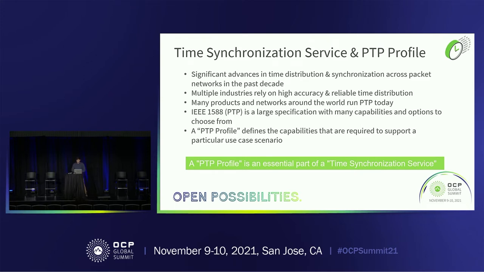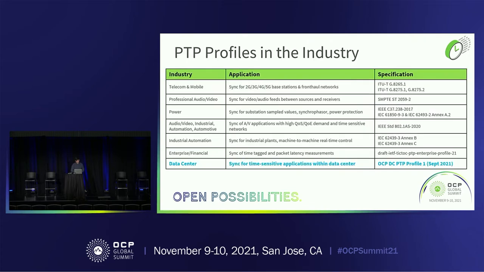And there are many PTP networks in operation today. Each of these industries, and we'll go into some details in the next slide, has developed what we call a PTP profile specification, which essentially defines the capabilities required to support a use case scenario for their particular industry. So the profile provides you information on how you implement things, how you configure, and how you operate PTP. Next slide, please.